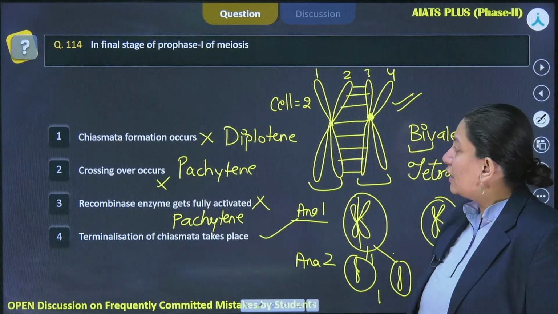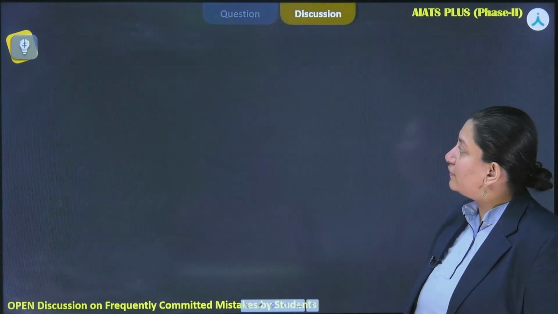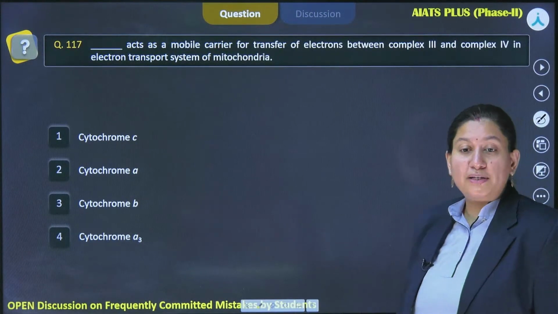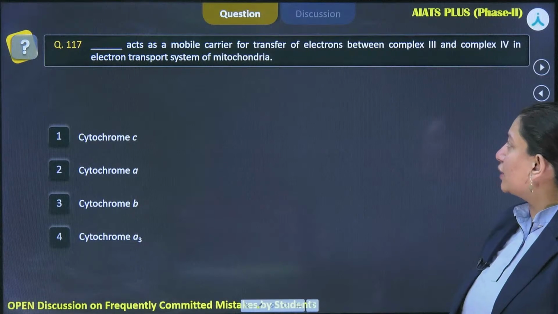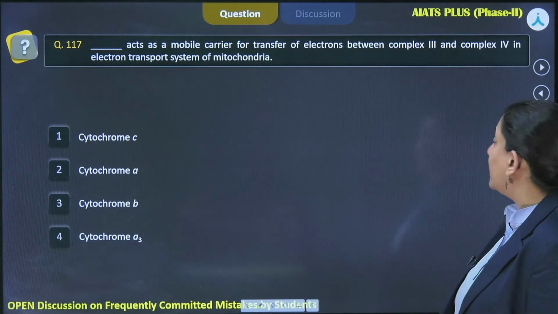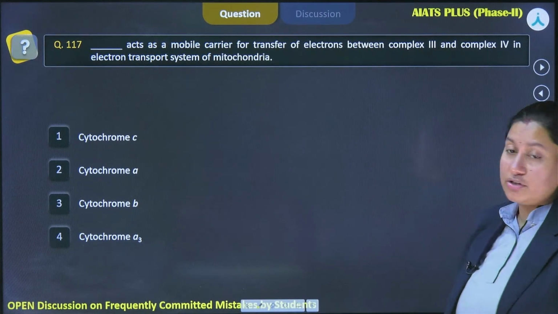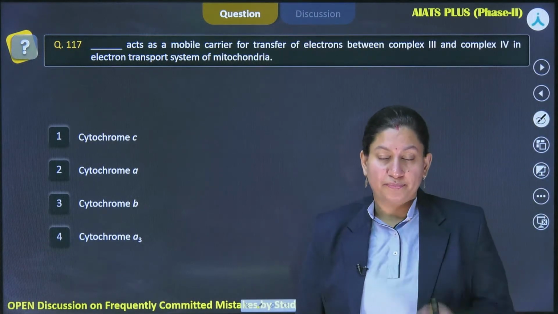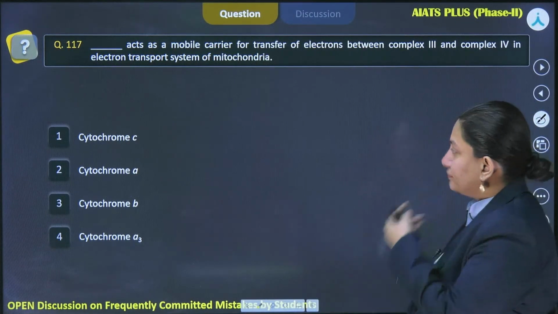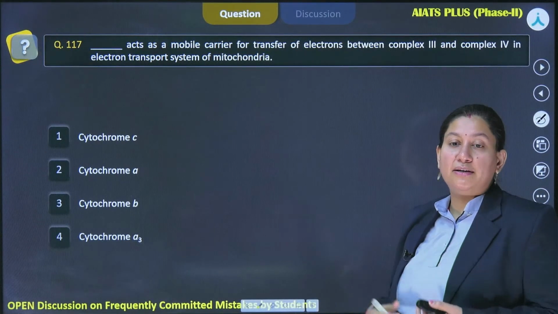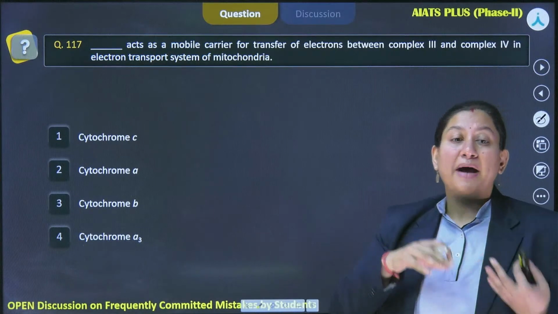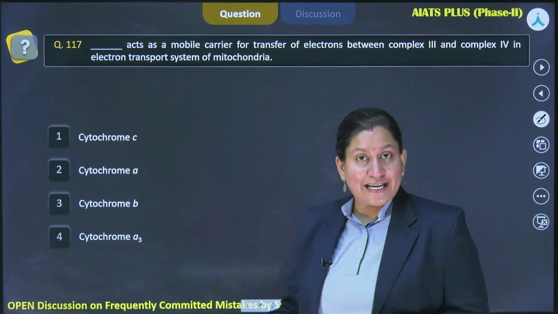Okay. Now let's move ahead to another question, which is question number 117, and it talks about dash acting as a mobile carrier for transfer of electrons between complex 3 and complex 4 in the electron transport system of mitochondria. Because we are talking about mitochondria, that means we are referring to the mitochondrial ETS, right?